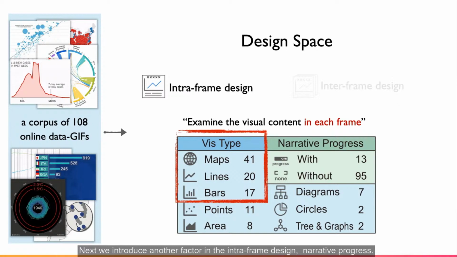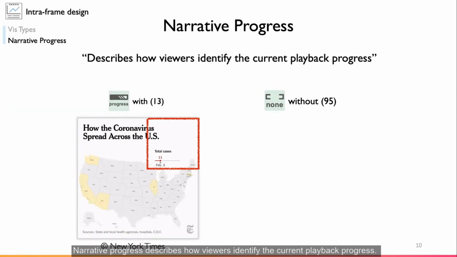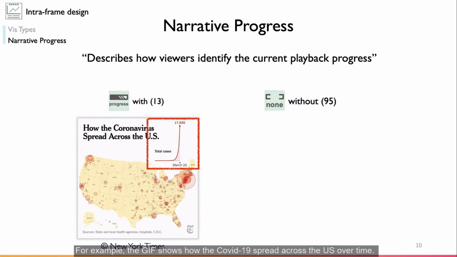Next, we introduce another factor in intra-frame design, narrative progress. Narrative progress describes how viewers identify the current playback progress. For example, the GIF shows how the COVID-19 spread across the US over time.